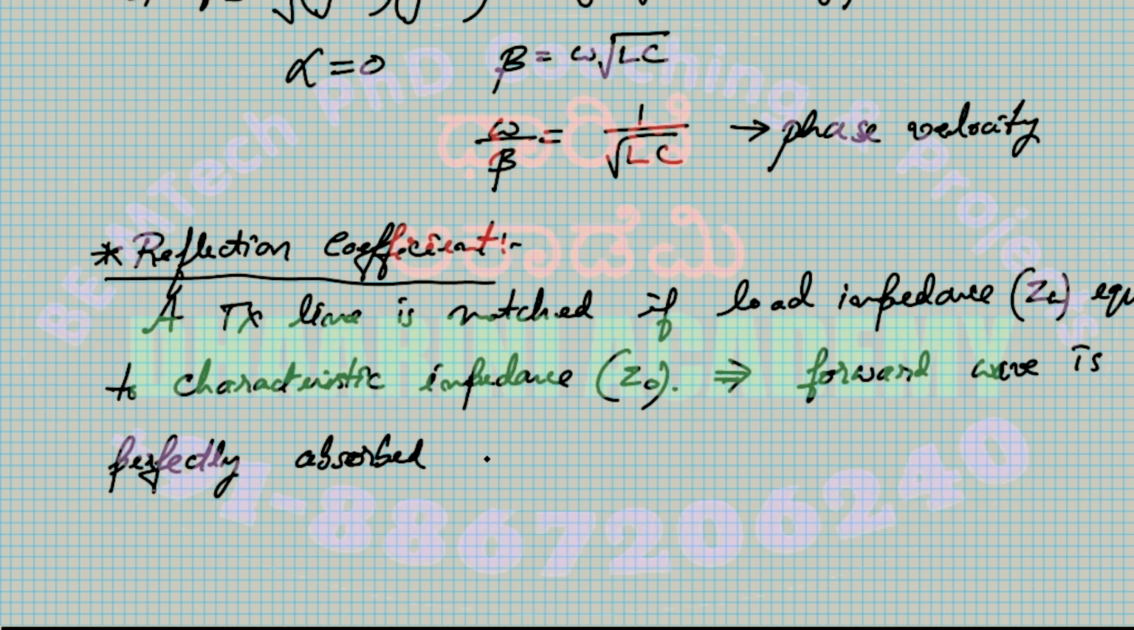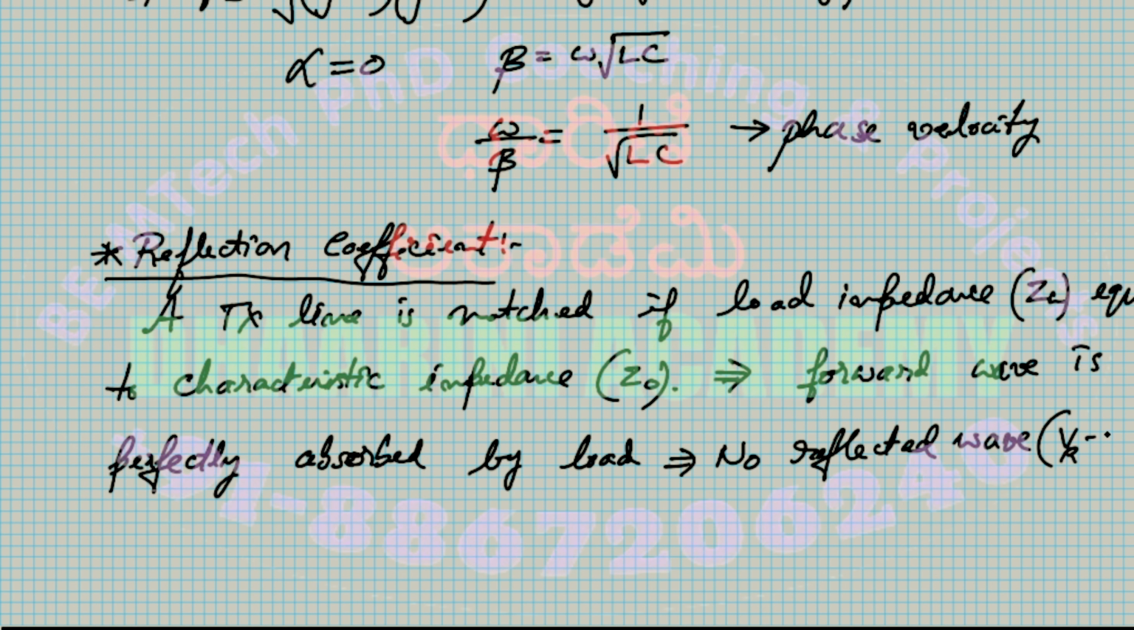Perfectly absorbed by the load, right? Which means what? The reflected wave is 0. That means no reflected wave. I can write VR equal to 0. Okay, but this is almost maybe 90% of the time an ideal case.